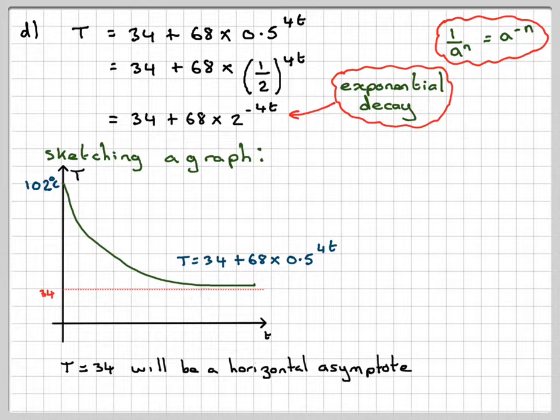Okay, so just to explain that again, if we look at it in this format, as t gets very, very large, this value here will get very, very small, and therefore the function will become like 68 times nothing, which is 0, and this will come down to 34. So this is a horizontal asymptote, and therefore it will eventually cool down to T being equal to 34 degrees C.